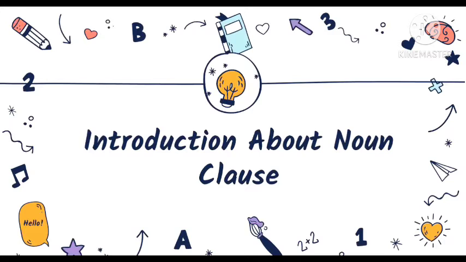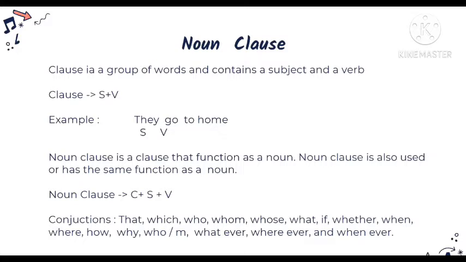Okay, the first one is the introduction about noun clause. So, what is a noun clause? First, we will explain a clause. A clause is a group of words that contains a subject and a verb. The pattern is subject plus verb. For example, they go to home. They is a subject and go is a verb. To home is just a complement.